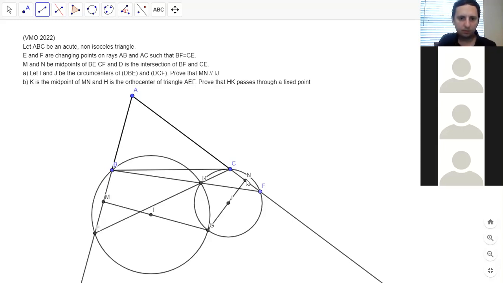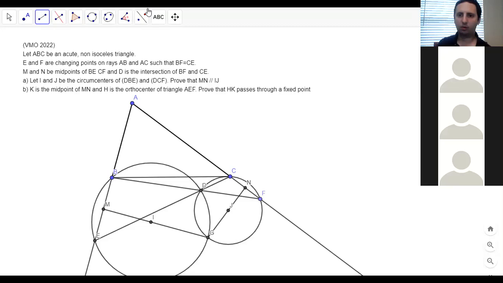G is the center of the spiral similarity sending EB to CF. So okay, it's the center of the spiral similarity taking BF to CE. So basically triangle EGC is congruent to BGF. Okay, so those are both isosceles then. So G, I and M are collinear, and G, J and N are collinear.